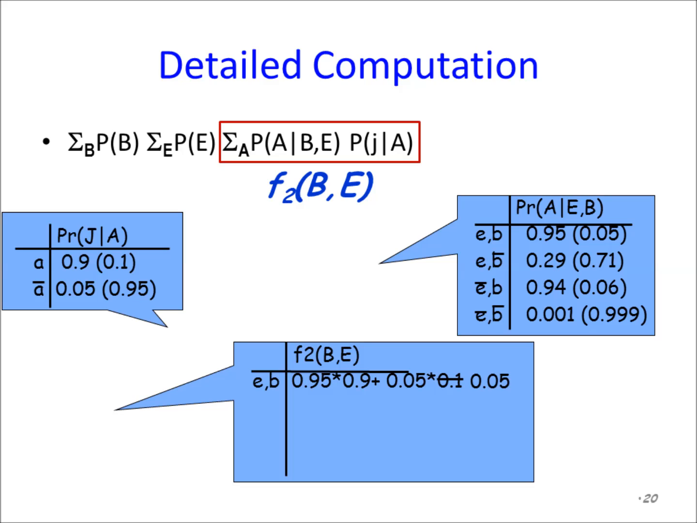Let's do the next one. Suppose E is true and B is false. First term would be 0.29 multiplied by 0.9. And second term would be no alarm given E true, B false, 0.71. And no alarm means 0.05. A is true.